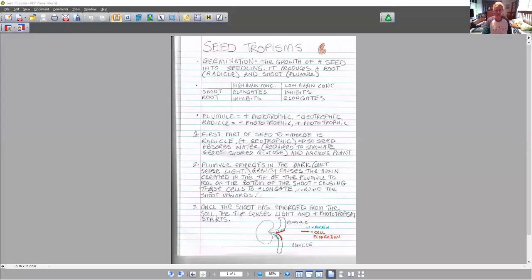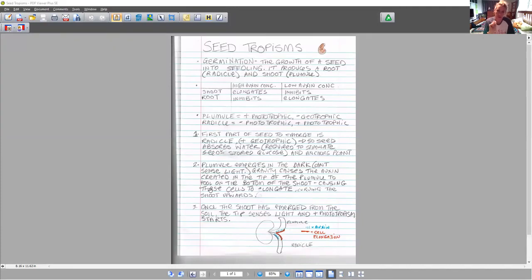Hi everyone, today's little lesson is on the tropisms that happen in a seed when it germinates. You may not remember what germination is, so I've written it down in my notes in front of you. Germination is the growth of a seed into a seedling. During germination, a root is produced, a baby root, called a radicle, and then a baby shoot is grown, and that is called a plumule.